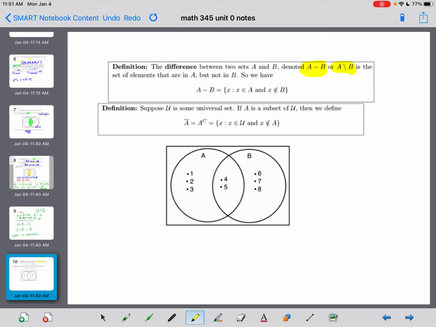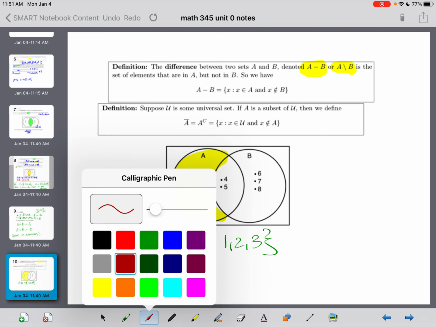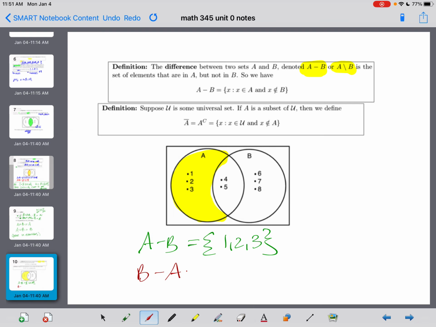So if we look at our Venn diagram, if we want the set A minus B, we want the stuff that's in A but not in B. So we want the stuff that's not in the intersection. Essentially what we want is this right here. In this example, A minus B would be the set containing 1, 2, and 3. We could also define B minus A similarly. This is the set of all elements of B that are not in A. So we want the stuff that's in the B circle but not in the A circle. We want this, and we end up with 6, 7, and 8 as B minus A.